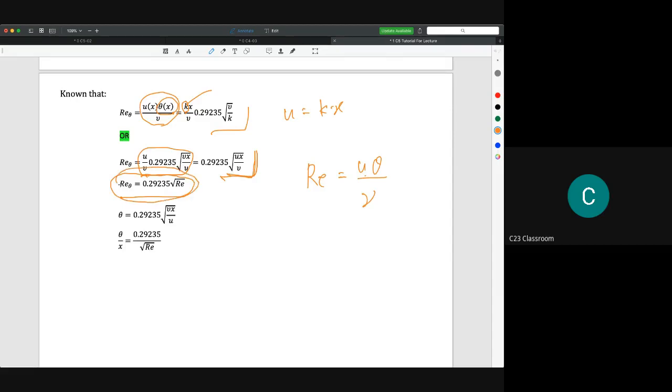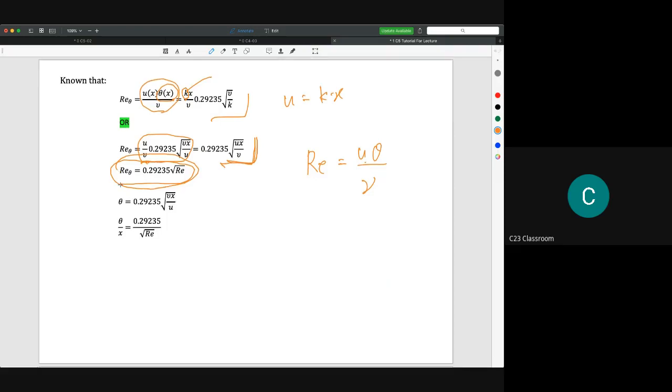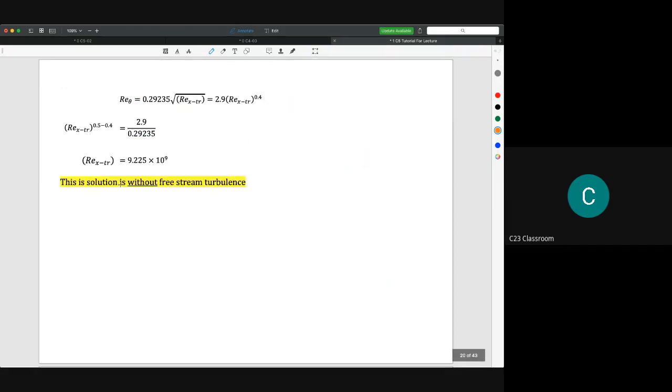Okay, so this is the basic data, and then we substitute with this. So we have this term into 2.9 Reynolds transition 0.4. So and then we could calculate the Reynolds transition. It is 9.225 times 10 to the power of 9.